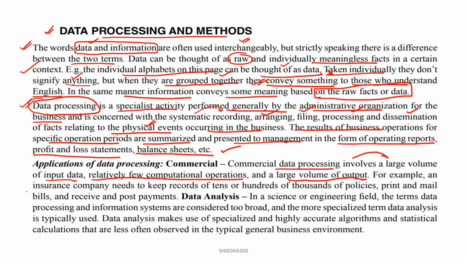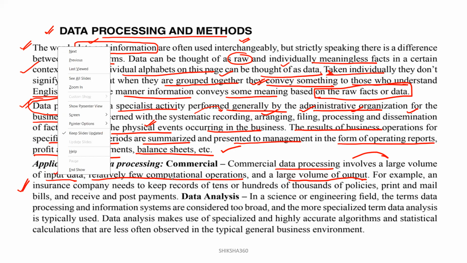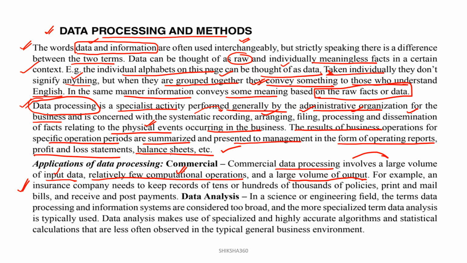For example, an insurance company needs to keep records of tens or hundreds or thousands of policies, print and mail the bills, and receive and post payments. In the case of commercial data processing, there is a large volume of data, very few computational operations, and a large volume of output. All these things come under commercial.